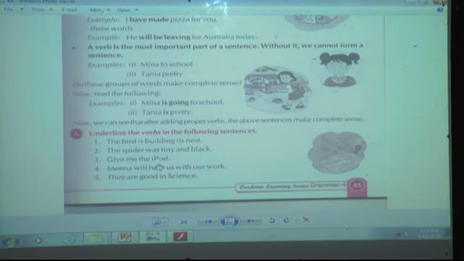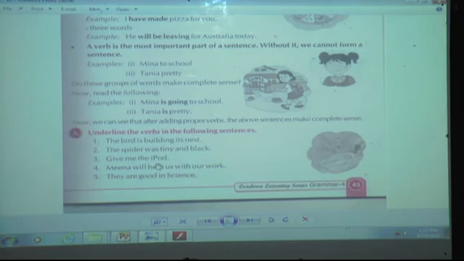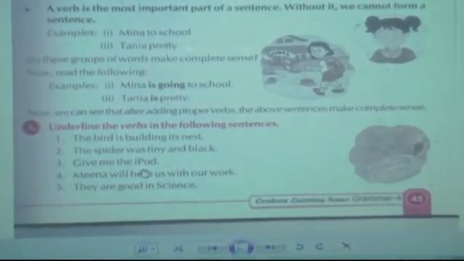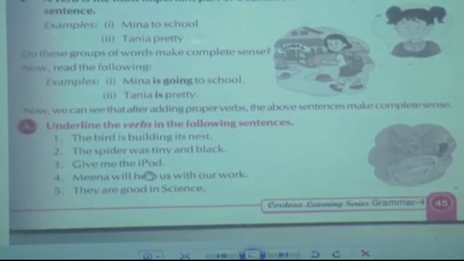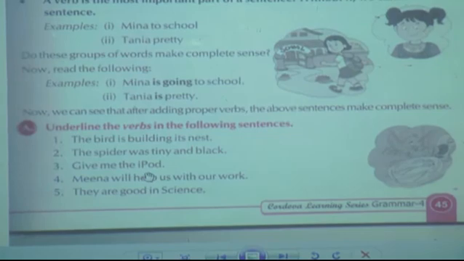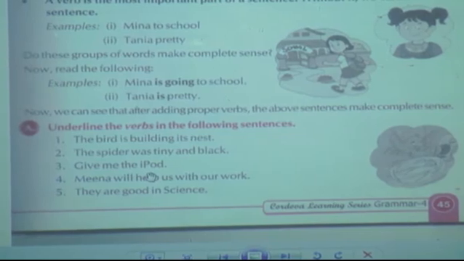Okay, here exercise A is very easy. You only have to find out the verbs and just underline them. You should not mention how many verbs are there. Only whatever verbs you find, you have to underline. Okay, ready? Are you ready with your pencil? Okay. Take the scale in your hand.